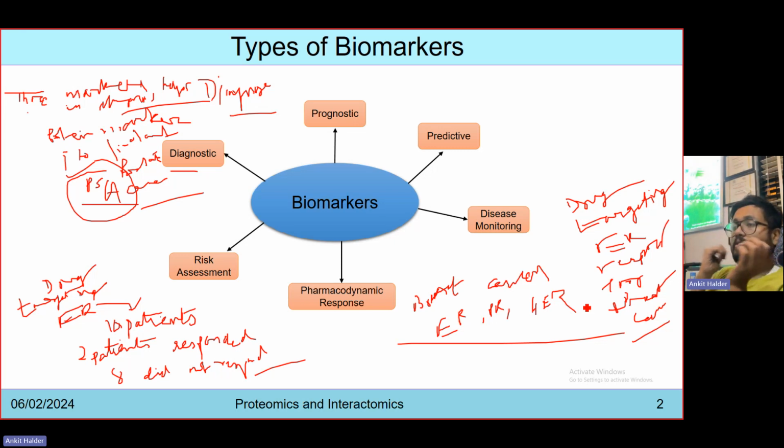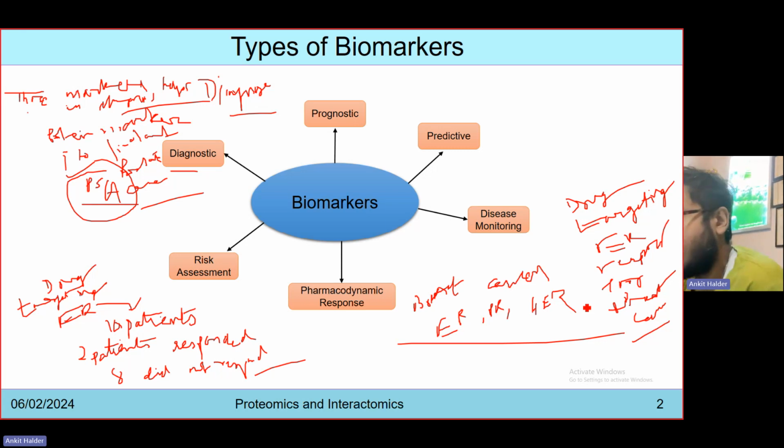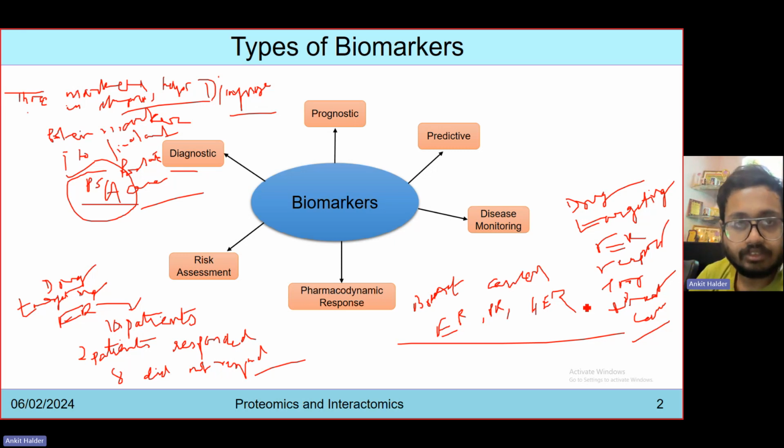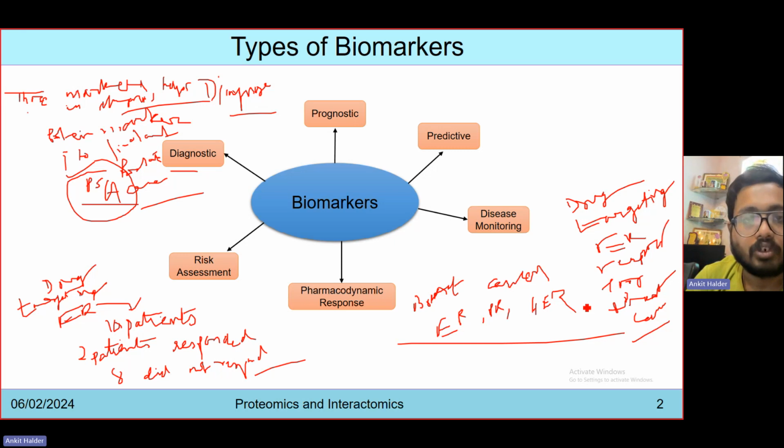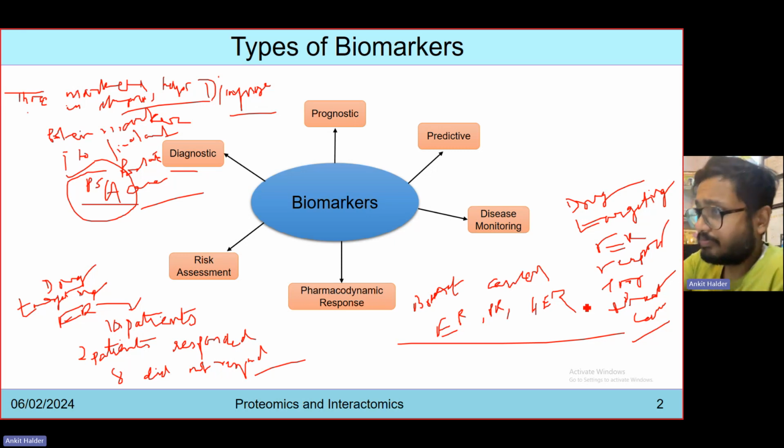So a biomarker is a biomolecule that helps us get an idea regarding the normal or abnormal condition of an individual, and can be of various types, including diagnostic, prognostic, predictive, disease monitoring, pharmacodynamic assessment, risk assessment, etc. These are the major areas where biomarkers can help us, and obviously they can help us in other ways as well.